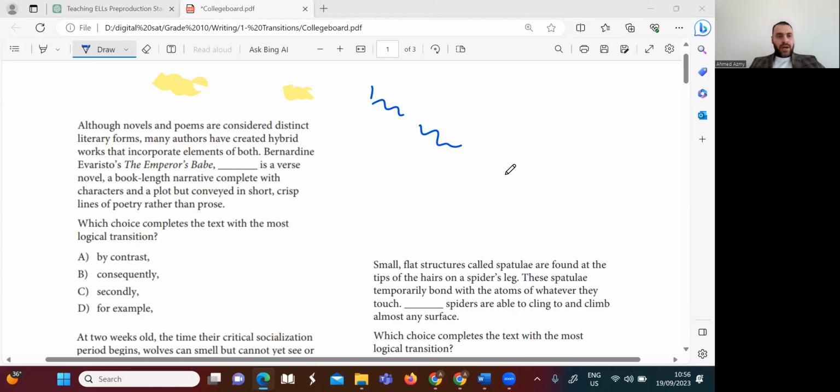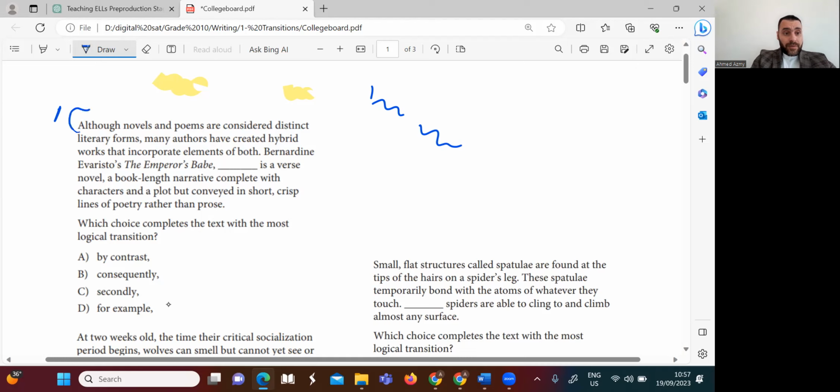Today we target mastering the transitions section by explaining two examples. I will start with the first example. Okay, we have "by contrast," which is a contrast relationship. "Consequently" is cause and effect. Secondly, "for example" and "for instance" are for stating examples.